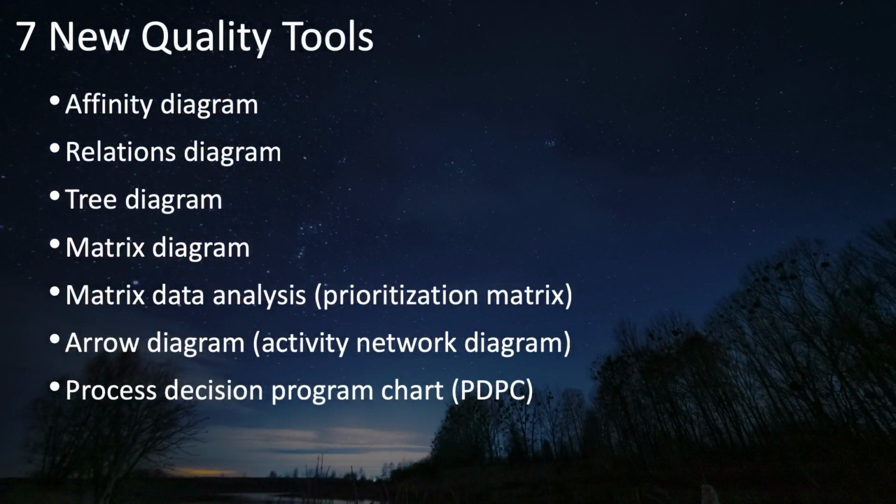Later, in 1976, the Union of Japanese Scientists and Engineers came up with a new set of 7 quality tools. These are known as the 7 new quality tools, or the 7 management and planning tools, or sometimes simply the 7 management tools. They are affinity diagrams, relations diagrams, tree diagrams, matrix diagrams, matrix data analysis, arrow diagrams, and process decision program charts.